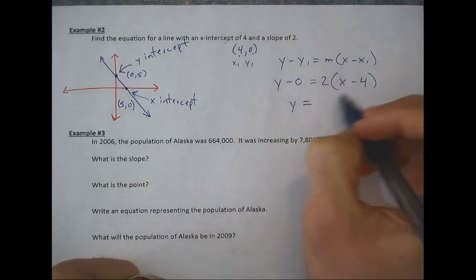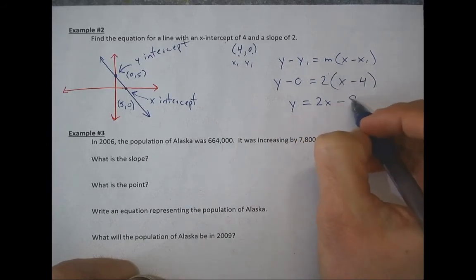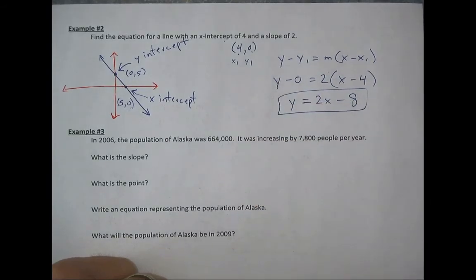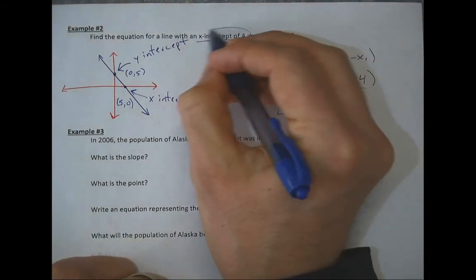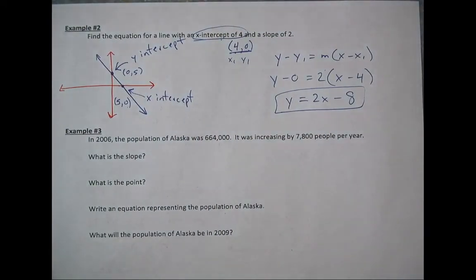We just need to distribute. So 2x minus, don't forget to multiply the 2, 8. Boom, nice and easy. So once we realize that an x-intercept of 4 is actually a point, (4, 0), it makes our life really easy, and we can plug into this point slope form.